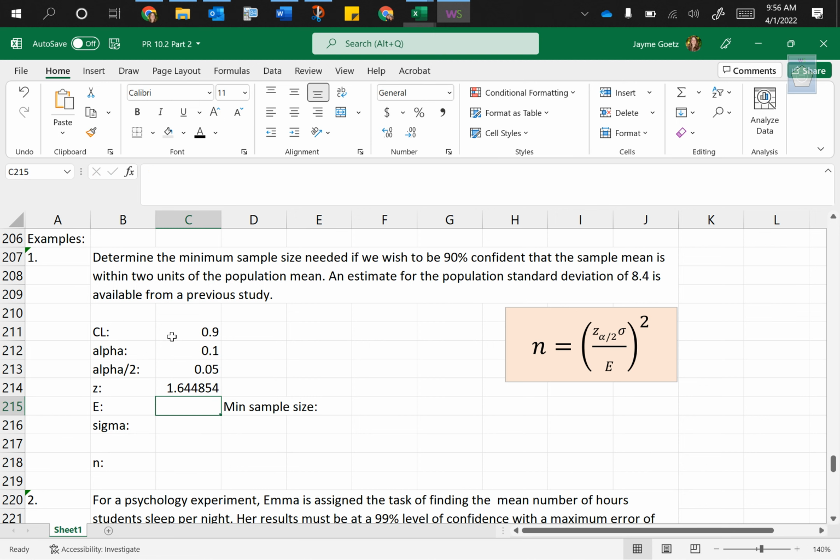Now this E, this error, is kind of tricky. You have to pay very close attention to what they're asking in the problem. Determine the minimum sample size needed if we wish to be 90% confident that the sample mean is within 2 units of the population mean. That means if I have the population mean here, and I have this on either side, they want 2 units. So I want plus 2 units and minus 2 units. That right there is the margin of error, otherwise known as your error. So my error here is 2 units.